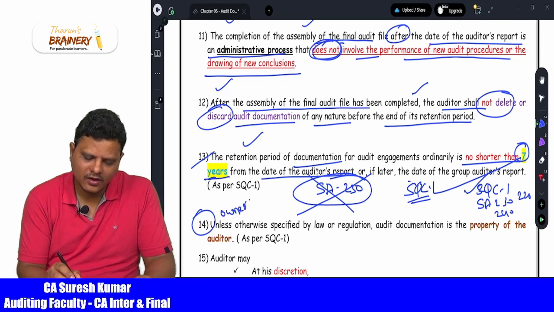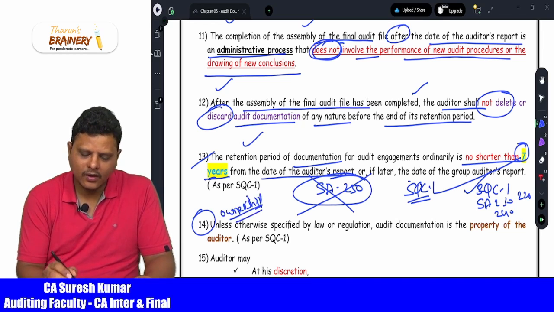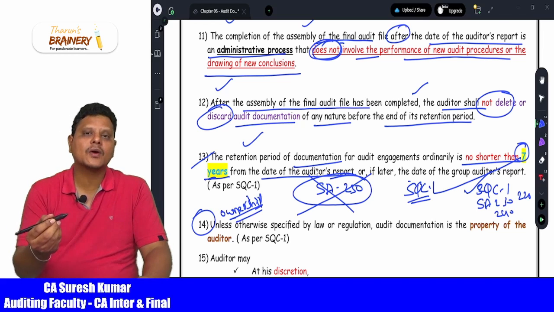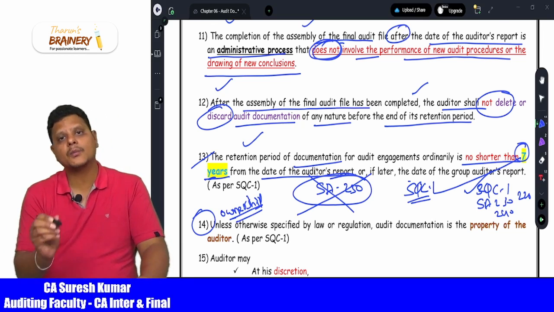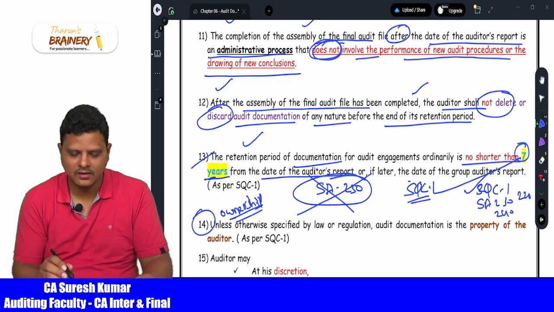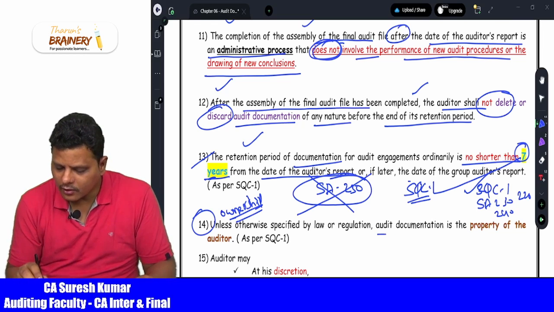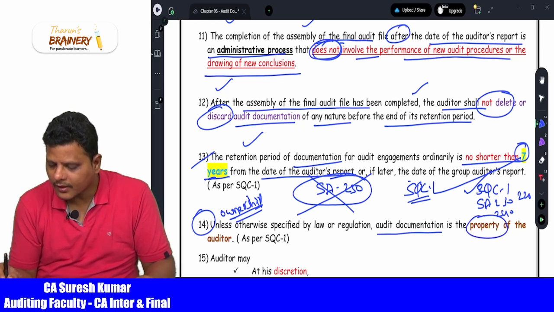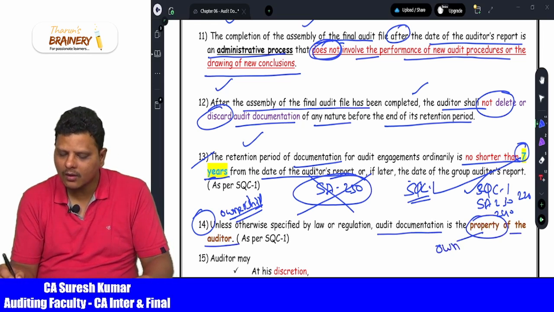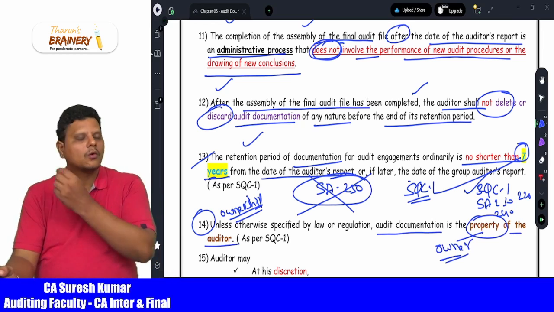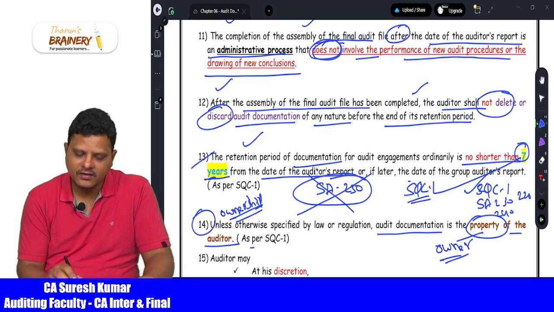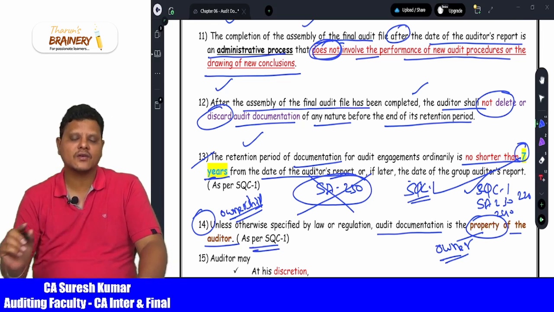Now comes the ownership of the documentation. Who is the owner of the audit working papers? Again, who owns the audit working papers is clarified by SQC1, not by standard number 230. One more testing question for examination: audit documentation is the property of the auditor. Hence, the owner of the documentation is the auditor. Who has clarified this? SQC1 has clarified this.